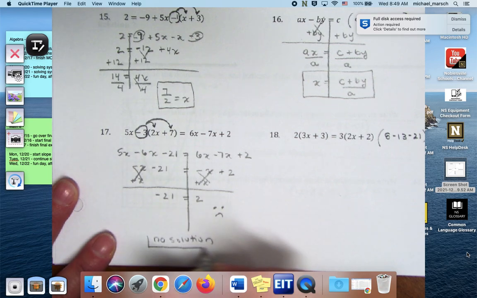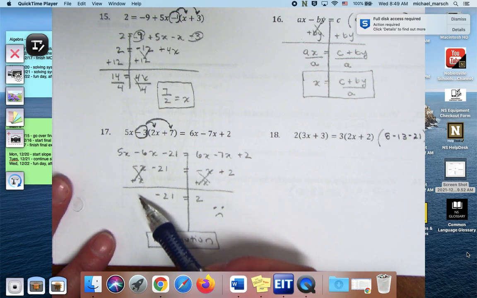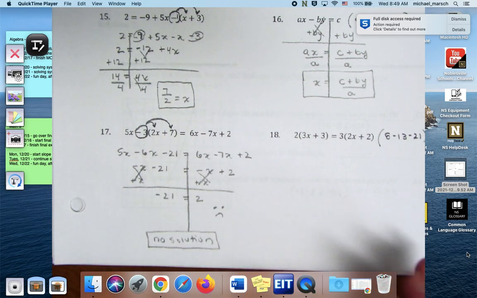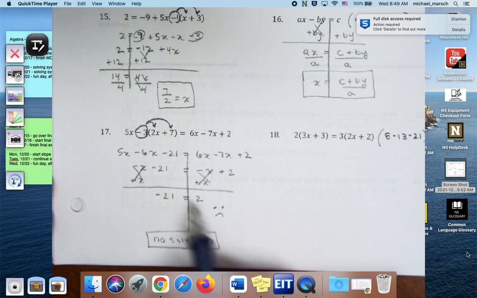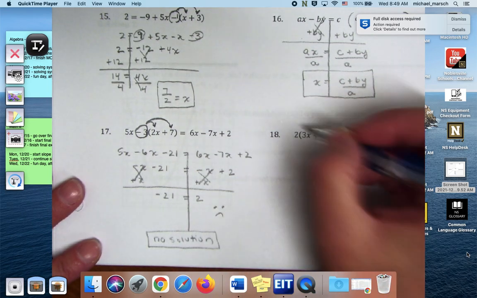A very common mistake is for students to leave this as like 0x, but that's not a thing. The x's are gone. They're just gone. You gotta let them go. So then you end up here with this negative 21 equals 2. All right, which isn't a thing, so that's how we know there's no solution.